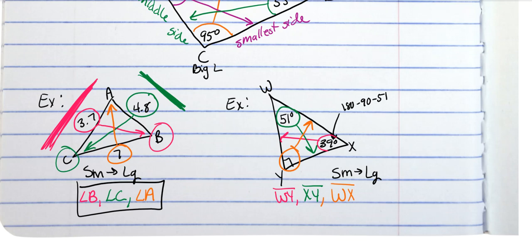Same thing with the sides. My smallest angle over here is X. The letters that are missing from X are W and Y, and that is my smallest side. So it's the letters that are left. Those are always your answers.